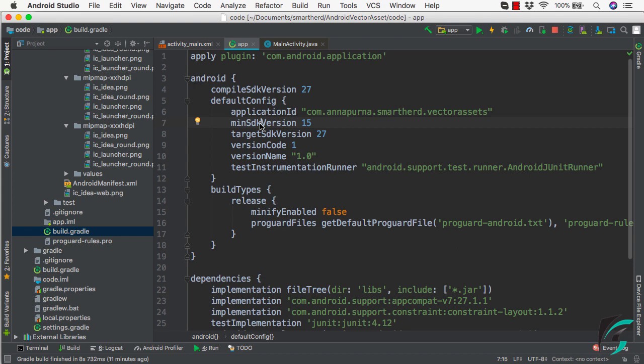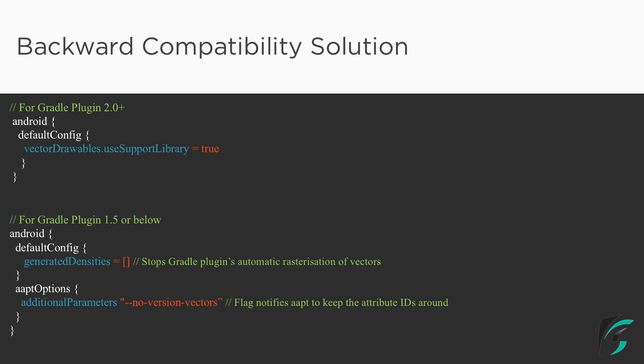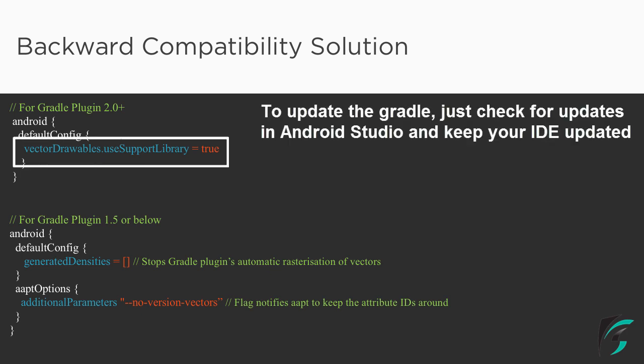Since we are targeting an API below 21, we need to add backward compatibility in our application so that it uses the vector drawable for API less than 21. Now, how do you do that? In Android Studio, if you're using Gradle plugin 2 or above, you need to add this parameter to your default config, that is vectorDrawables.useSupportLibrary equal to true.